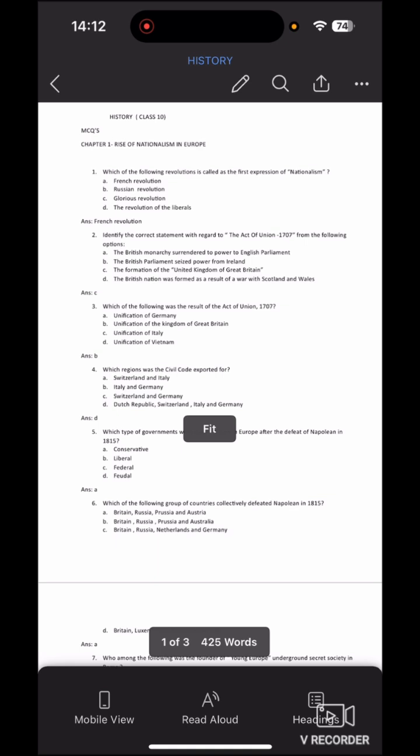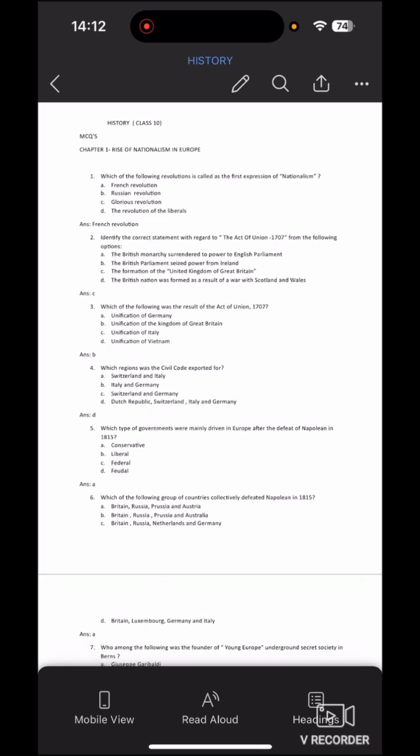Hello students, let's start with some MCQs of history. Chapter 1, Rise of Nationalism in Europe. So I have sorted some important MCQs. So let's start with the first question.